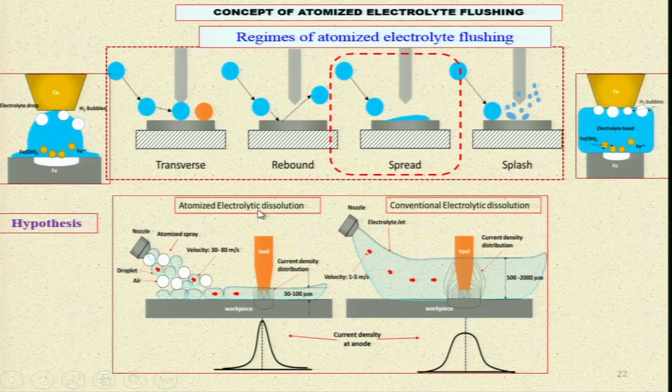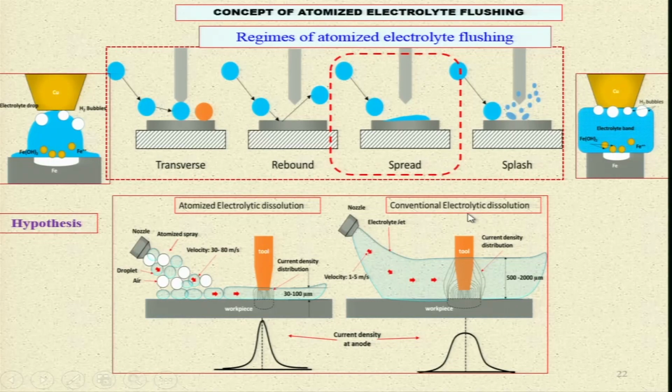Now, atomized electrolyte dissolution: this is the workpiece, and the electrolyte is coming over there, going through the gap, and this thickness is the atomized electrolyte dissolution layer. Thickness is 30 to 100 micrometer. This is very important to note, because we want this as small as possible, and the current density distribution is like this. That means it is maximum at the center and dropping like this.